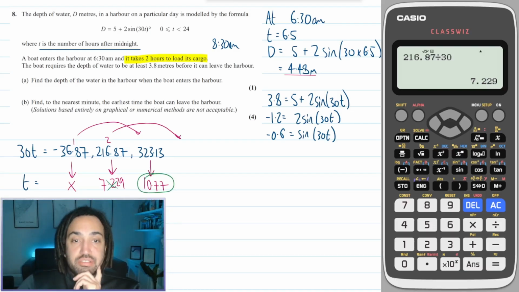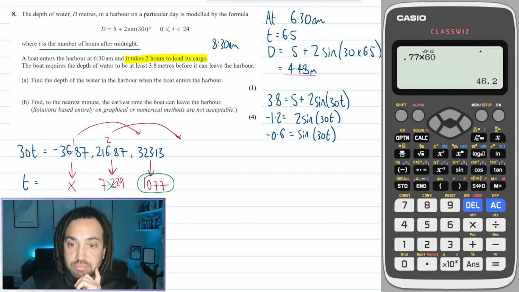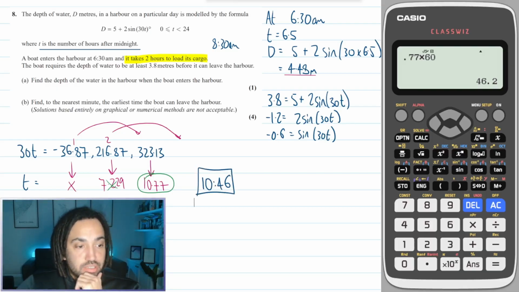And it says the nearest minute as well. So I need to find out what 0.77 is of an hour. Okay, so it's 46. So the time we're looking for is 10:46. Perfect.